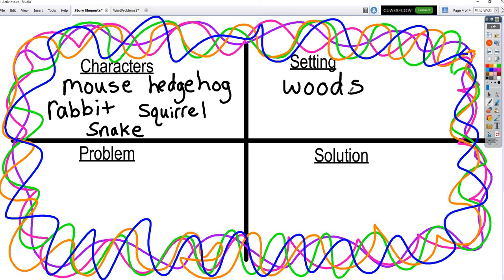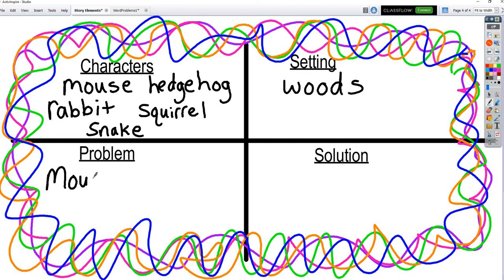Now our new part, problem and solution. I want you to think about the story Help. The characters, or at least one of the characters, has a big problem. What bad thing, because that's kind of a problem when something bad happens. What is the bad thing that happens to one of the characters? Let's think. What bad thing happens? Oh yeah, one of them falls in a hole. Who fell in the hole? Yes.